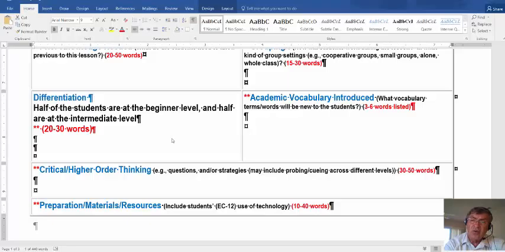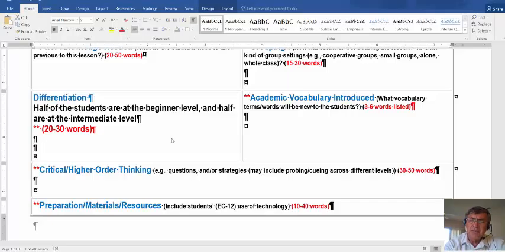Chinese is not at all related to Korean. They're completely different. Koreans understand Chinese just about the same as you understand Chinese. So that's my recommendation. Academic vocabulary introduced. Go ahead and put 3 to 6 words, depending on the lesson you have, what those might be.